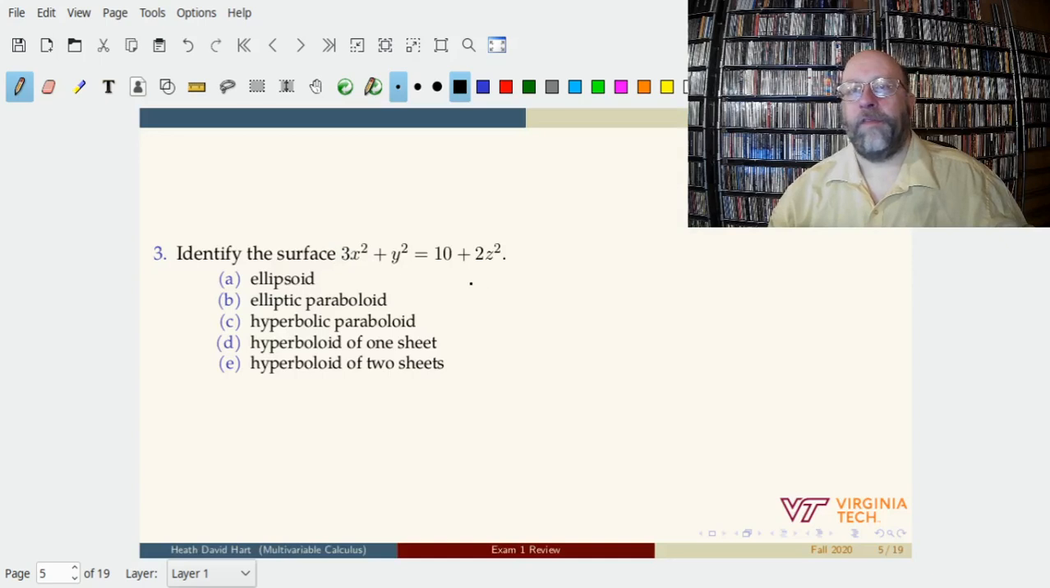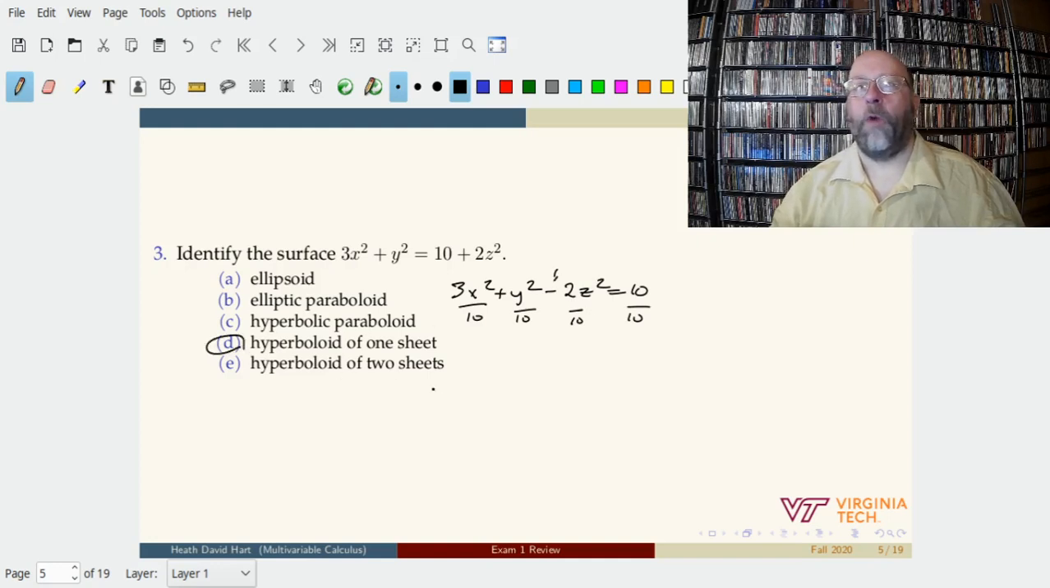Let's talk about this surface here. If we rearrange terms, this is 3x squared plus y squared minus 2z squared is equal to 10. And we can divide through by 10 to put it in standard form. The importance here, though, is that we have a positive 1 on this side, not a negative 1. Dividing by 10 doesn't change any of the signs. All of the terms are present, all of the terms are squared, and there is one negative sign, and so this is a hyperboloid of one sheet.